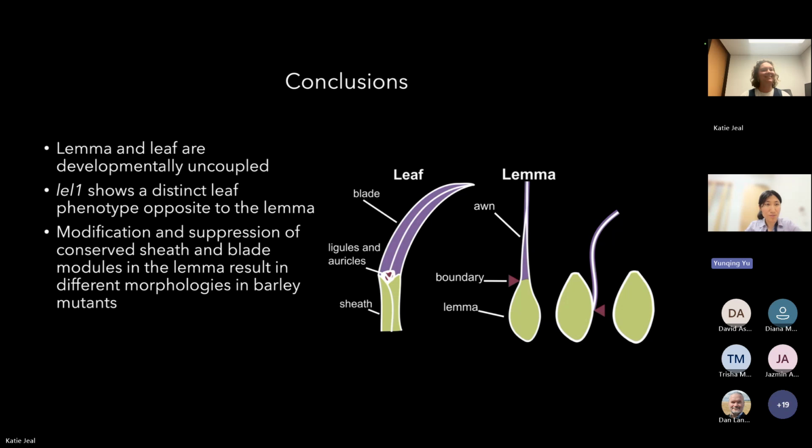Maybe I can start a question. So you talk about the ratio of the lemma versus the blade versus sheath. I just wonder if at the cellular level, the difference is due to cell division or elongation? And have you looked at that?